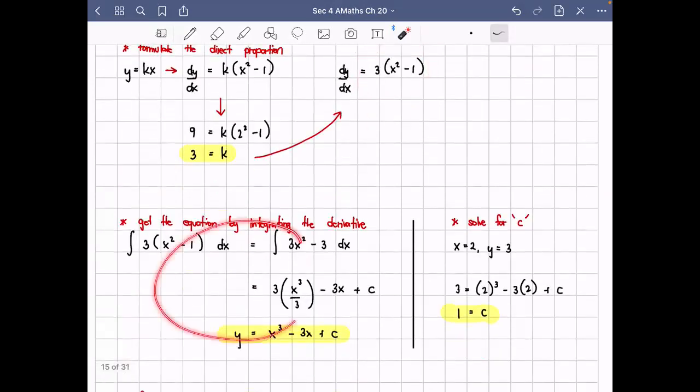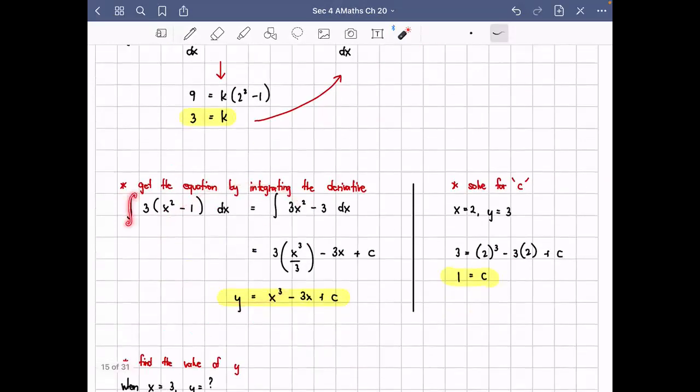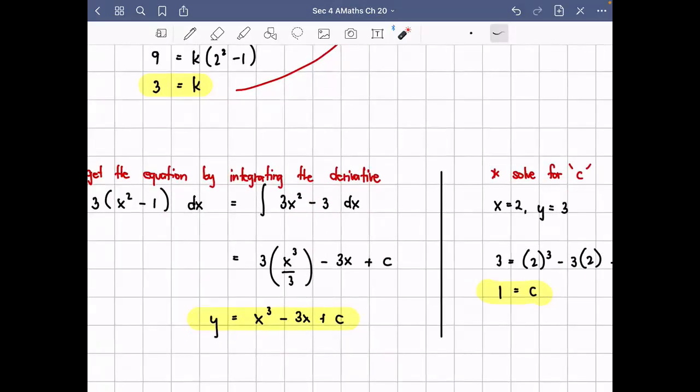So that's my second step here. I'll expand 3 times (x squared minus 1), so that becomes 3x squared minus 3. Now, getting the antiderivative of each: the antiderivative of 3x squared is x cubed, because canceling the 3 you get x cubed. And then the antiderivative of any constant is just multiplying by x. So it becomes 3x, and then plus c.